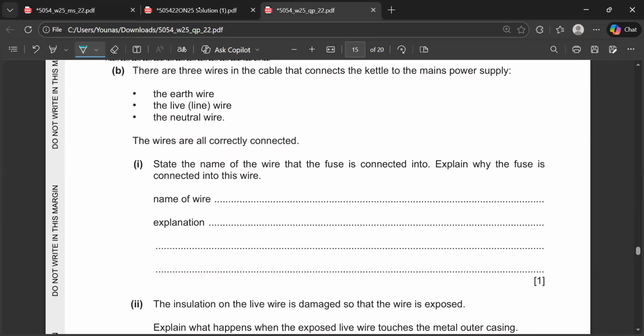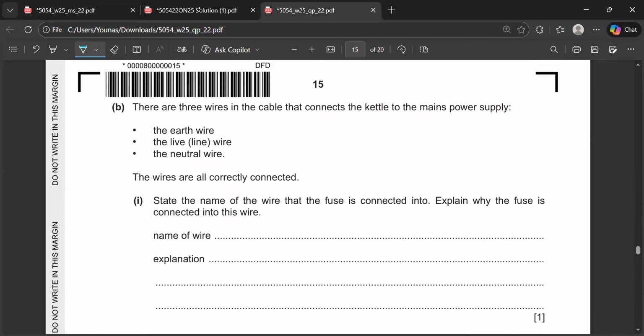So question number 7, and it's a B part. He says there are three wires in the cable that connects the kettle to the main power supply: the earth wire, the live wire, the neutral wire. The wires are all correctly connected. Say the name of the wire that the fuse is connected into. Explain why the fuse is connected in this live wire.